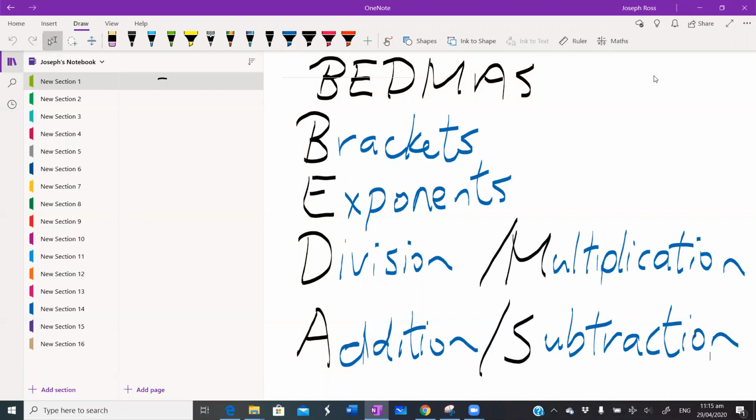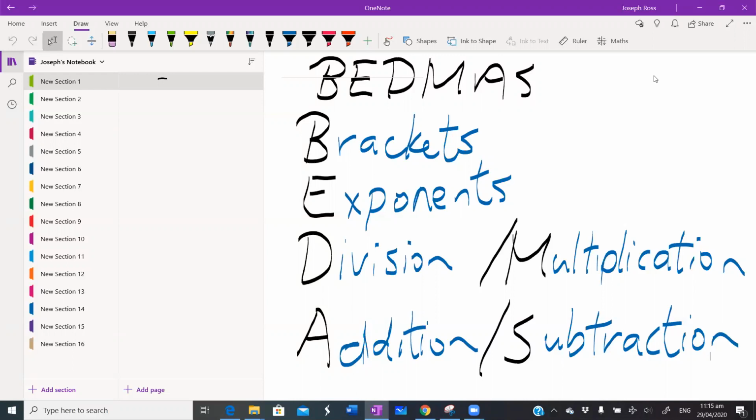So anything that is inside brackets needs to be done first. Then comes any exponents, and we'll have a look later on in this video about what exponents are. Then division and multiplication, which are at the same level, so that does not necessarily mean that any division should come before any multiplication. If you've got divisions and multiplications, you should be working left to right, so that could mean that a multiplication actually comes before a division here.